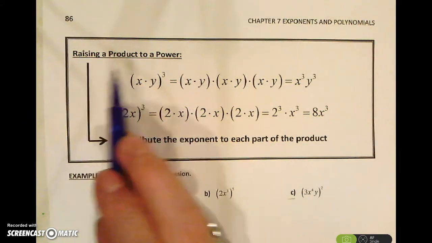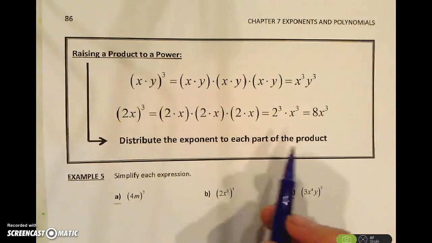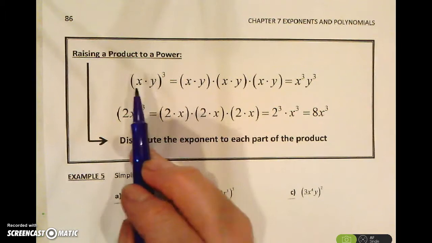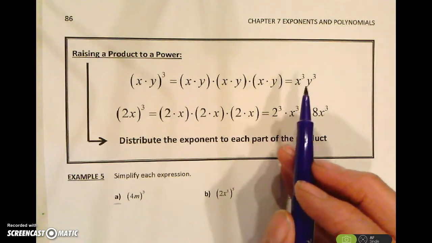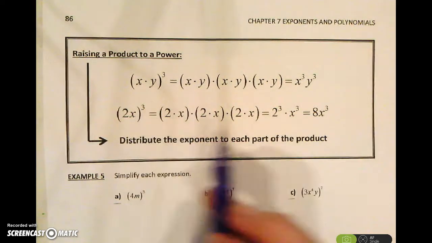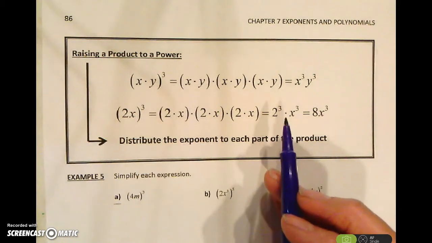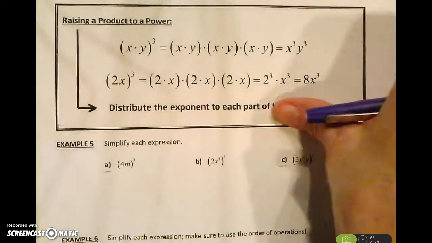So the rule for raising a product to a power: we're going to distribute the exponent to each part of the product. So notice we have (x times y) to the third, and it becomes x to the third, y to the third. And we have (2x) to the third, and it becomes 2 to the third times x to the third. So let's do some practice using those.